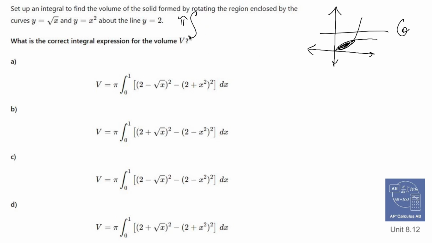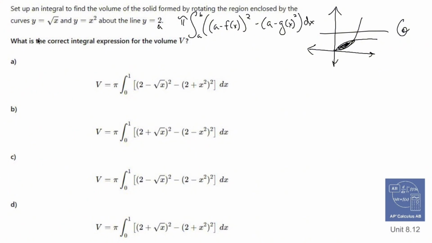The regular washer method is the integral from a to b, don't forget your pi out front. Now what we're going to do is take a minus f of x. If you're wondering, a is the line you're spinning it around. So a minus f of x, squared, minus the same a minus g of x, squared, dx.